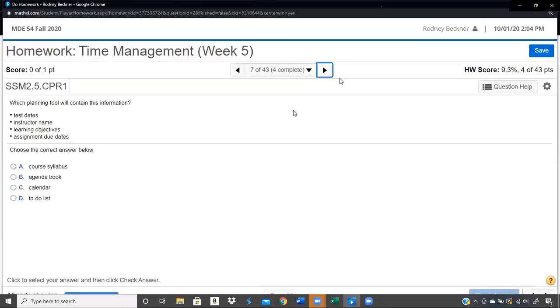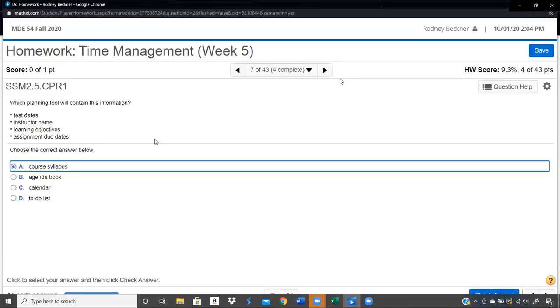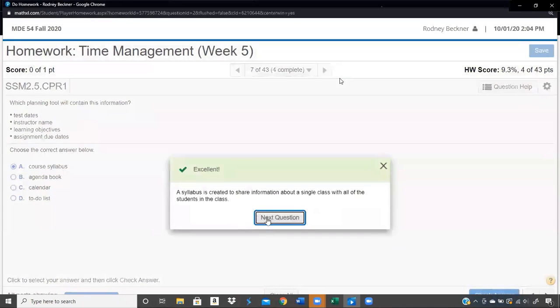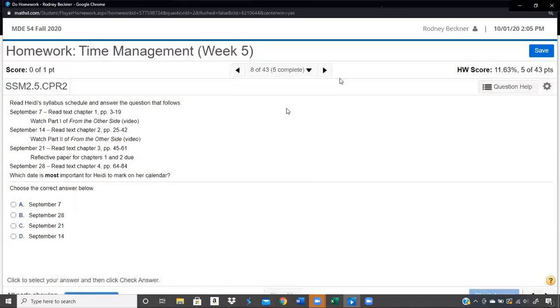Which planning tool will contain this information? Test dates, instructor names, learning objectives, and assignment due dates. Again, basing off of the idea that your teacher gives you all that stuff in the syllabus, which not all teachers do. They're thinking the course syllabus. Again, test dates, with me at least in particular, I don't have all the test dates in there. I have the final exam. That's written in stone for sure, of course. But the midterm, I just said week 10.